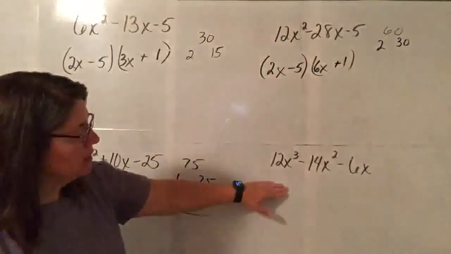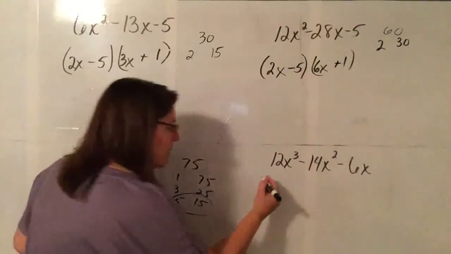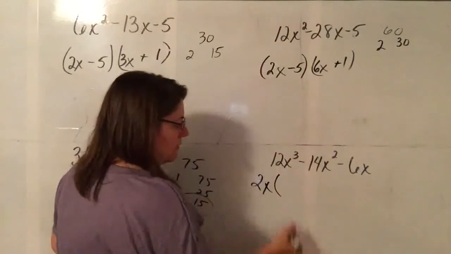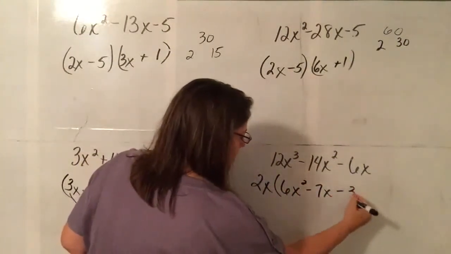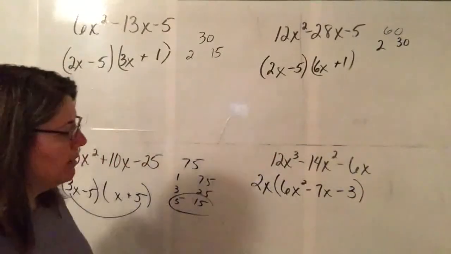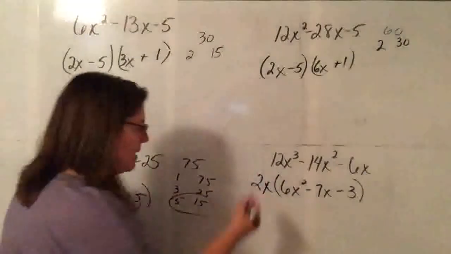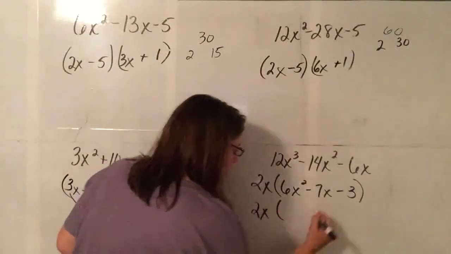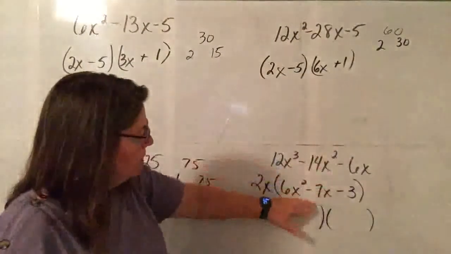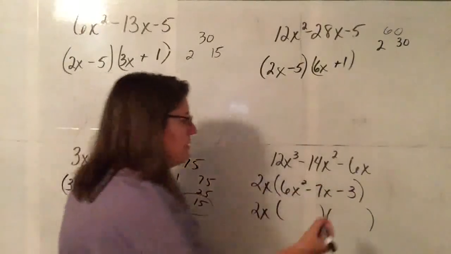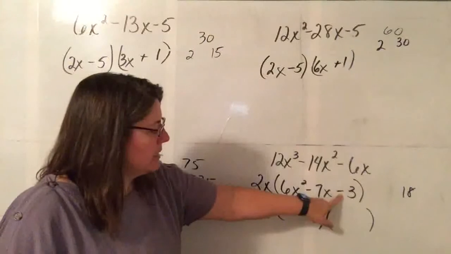For the next one, I'm going to look to see if anything comes out of the whole thing first. It looks like a 2x will come out. So if I do that, I have 6x squared minus 7x minus 3. Then I'm going to try to factor this trinomial. Well, when I do that, my 2x is going to come down. I'm going to do 2 sets of parentheses and factor this one just like I did up here. So 6 times 3 is 18. We're looking for factors of 18 that subtract to give you 7.